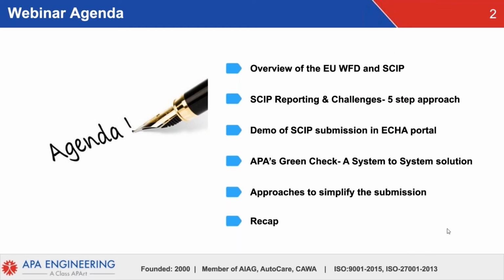Today's agenda: an overview of the European Union's Waste Framework Directive and SCIP. We'll review a 5-step approach to SCIP reporting and some of the challenges. We'll have a demo of the SCIP submission in ECHA portal. We'll review our APA GreenCheck system-to-system solution, and we'll review the approaches to simplify your submissions. And finally, we'll have a recap.